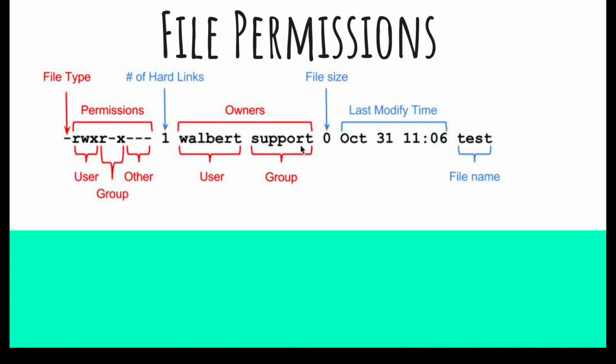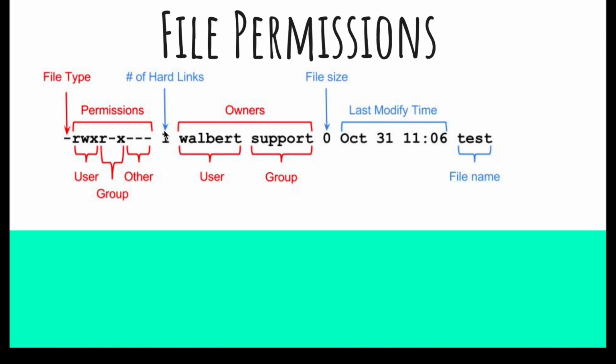And the next part is group. So group is a collection of users. There will be a lot of users in a group. So a group is made up of users. Then we have the next part, which is user. So there may be multiple users. In this case, we have a Walbert user, and the user belongs to the support group.